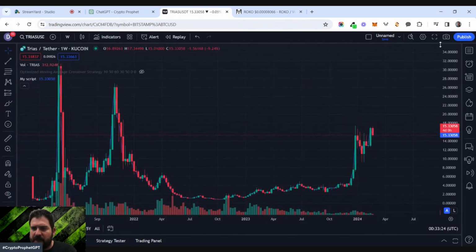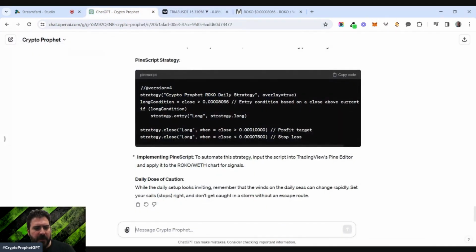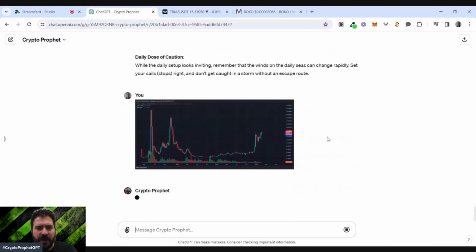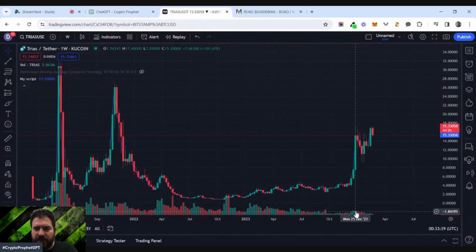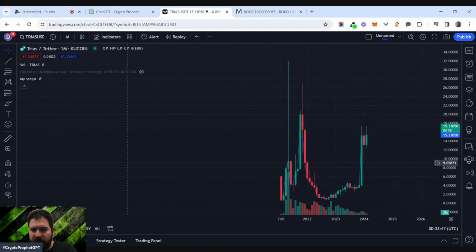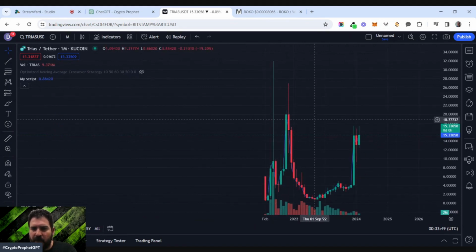Let's see what it says about Trias. Let's take a picture, copy the image, go over to Crypto Profit, paste that image in here, and it'll tell you how to trade Trias. So while that's going, look at Trias here. The volume is slightly going down on the weekly. It has actually been going down a bit, but overall, the price has significantly gone up. And if I go over to the monthly chart, wow, look at this. It's basically forming a cup and handle.